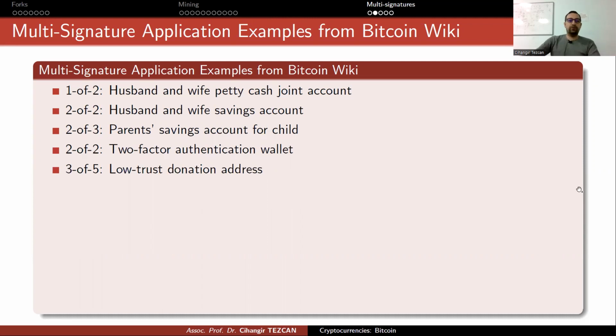3 out of 5, low-trust donation address. For instance, you are, especially if the donations are large, maybe you shouldn't give the authority to a single person.